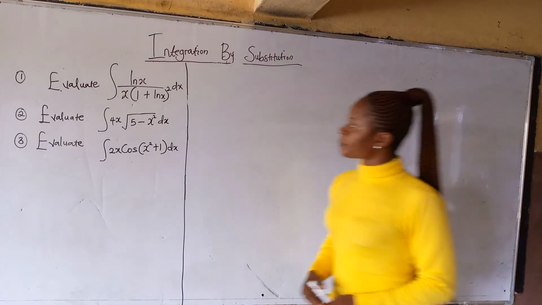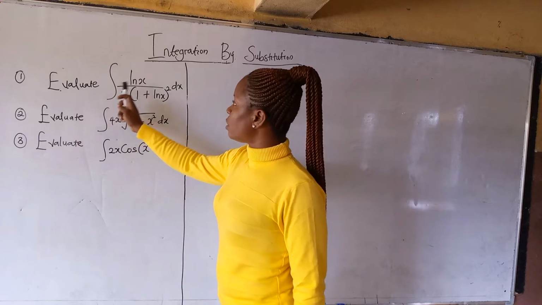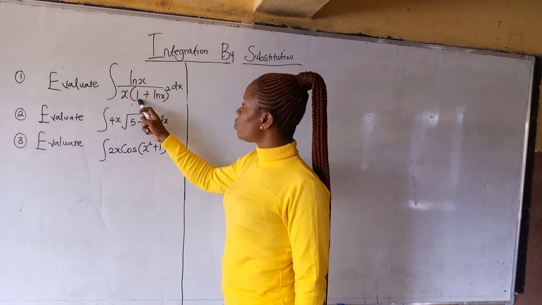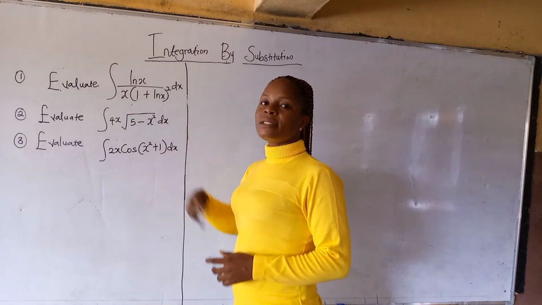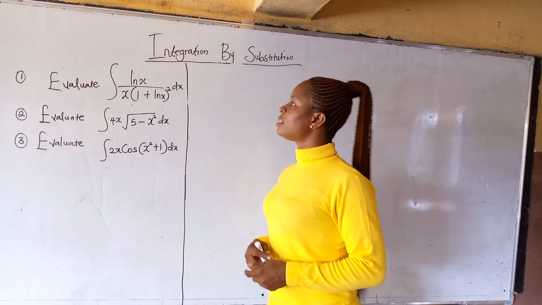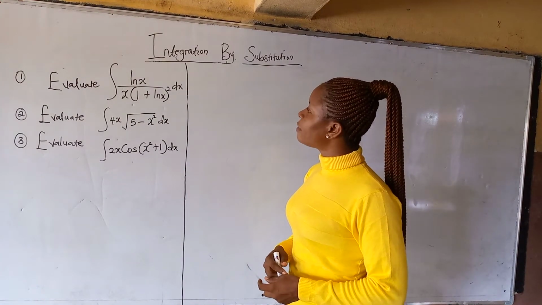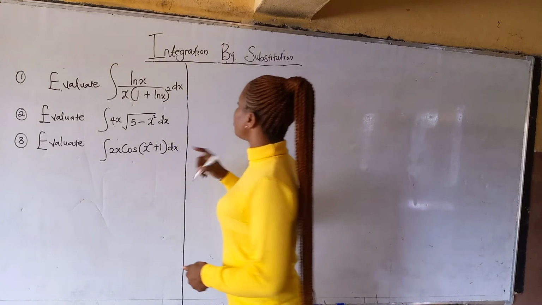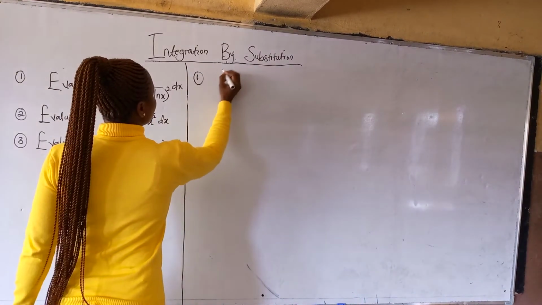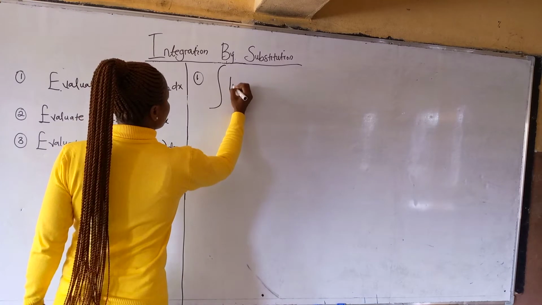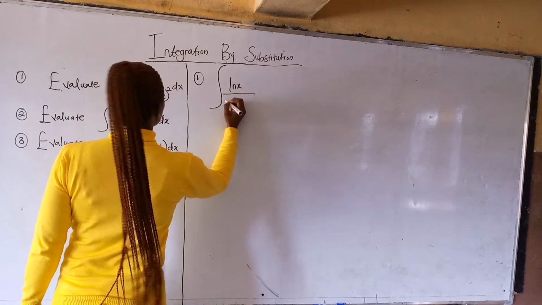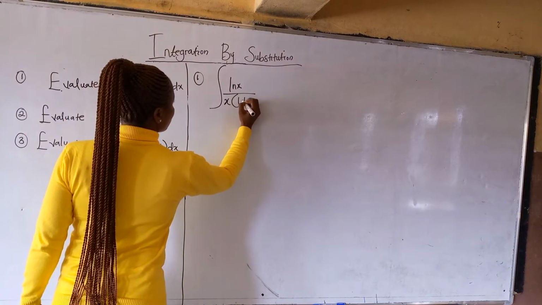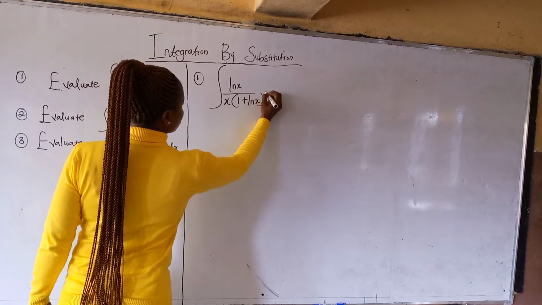So let's start. If you're asked to evaluate this function, ln x all over x into (1 plus ln x) all squared, this is not a polynomial function. So for you to integrate this function, you have to apply a substitution method. So let's go. You're asked to integrate ln x all over what? x into (1 plus ln x) all squared.